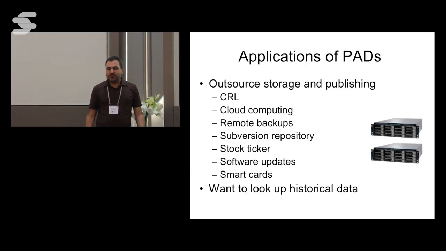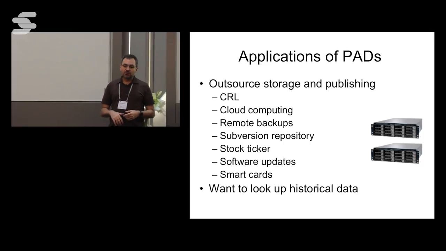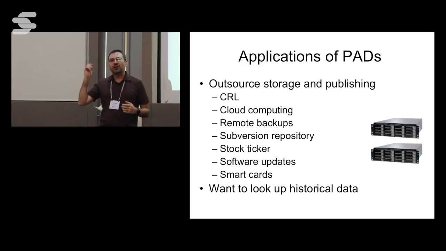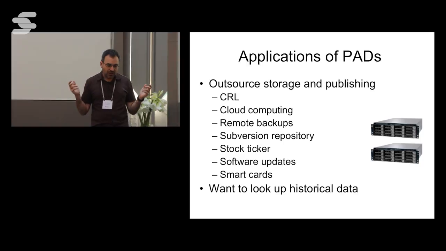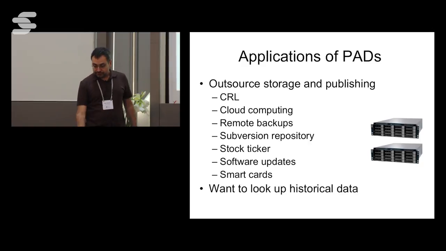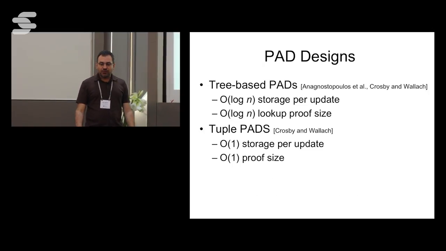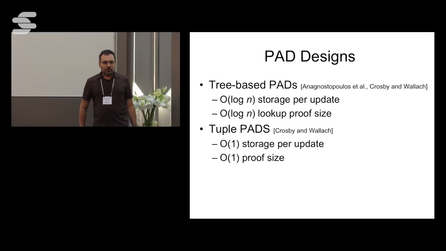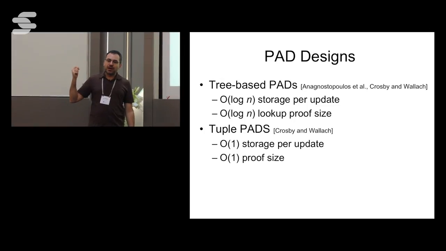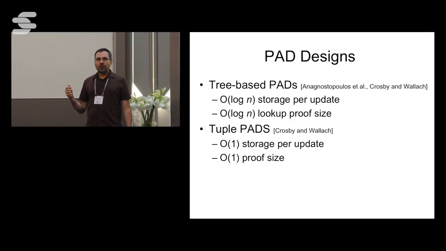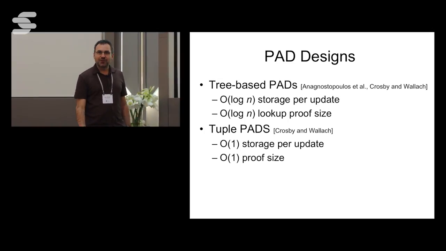And we could imagine doing this for certificate revocation lists, we could do this for backups, we could do this for our version repository, we could do this for stock tickers, we could do this for software updates, various smart card applications where we want to look up historical data. All right, we are not the first ones to look at designing these things, but we made them faster and more efficient. So first I'll tell you about tree-based structures where everything is logarithmic. Then I'll tell you about a thing that we came up with where everything is constant, which is kind of crazy and cool. But first things first, let's do trees.